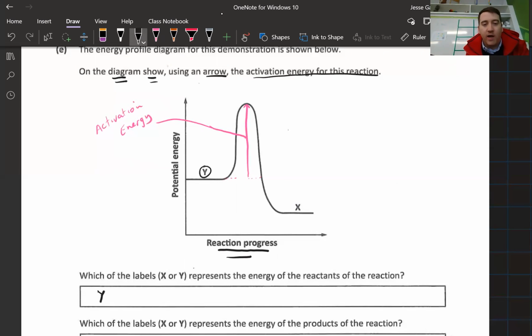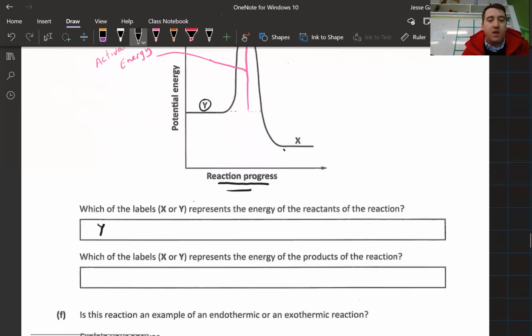Okay, you should have said that Y is the reactant. Why? Because it's early on in the reaction. Look where it is. It's here at the start. X is at the end. So we know that during a chemical reaction, we start with the reactants and we turn into products. So at the end of the reaction, this line here shows us the energy of the products. And at the start, this line here shows us the energy of the reactants.